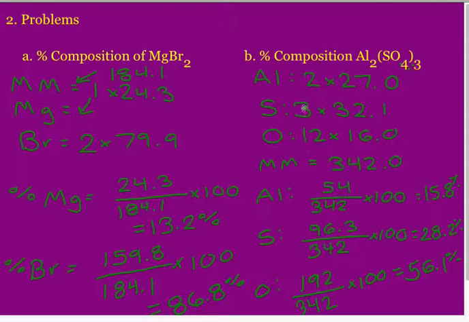For sulfur, I did 3 times 32.1, which is 96.3, divided by my total, times 100, and I got 28.2%. Last but not least, oxygen: I have 192, which is 12 times 16, divided by my 342, my total molar mass, times 100, and I get 56.1% oxygen. Again, add this up. It should be pretty close to 100. Sometimes it's 99.9, sometimes 100.1, just because of rounding.